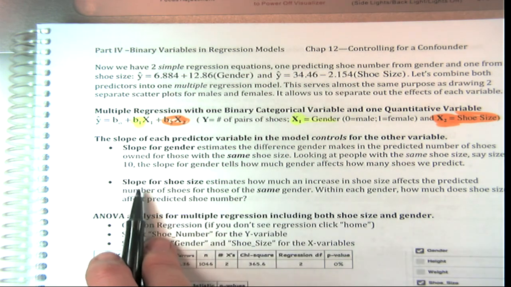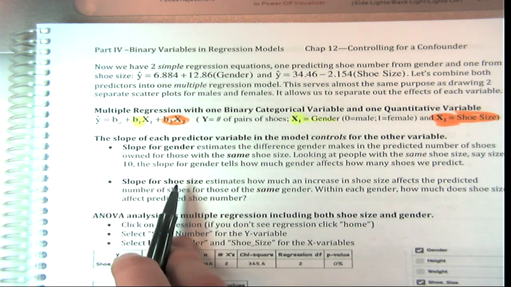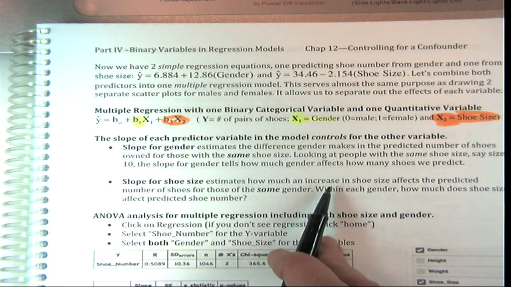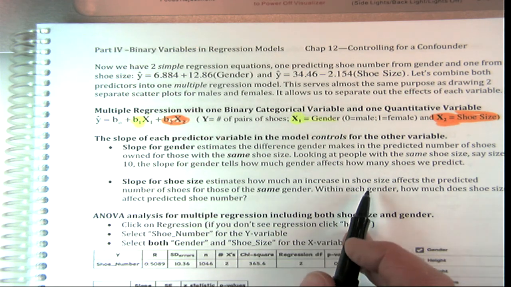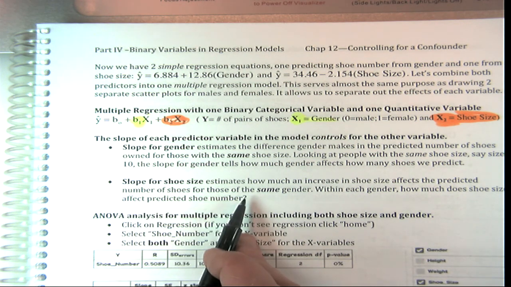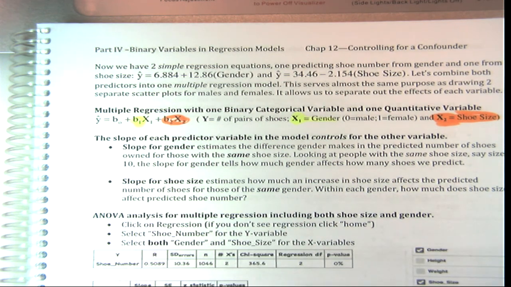And then you also get, this is what multiple regression does. It controls for all the other variables in the model. So the slope for the shoe size, what does that do? It estimates how much an increase in shoe size, going from a 10 to an 11, affects the predicted number of shoes, how many shoes people own, for people of the same gender. So you would compare females size 10 to females size 11, within each group, keeping the other one the same. So that's what multiple regression does.